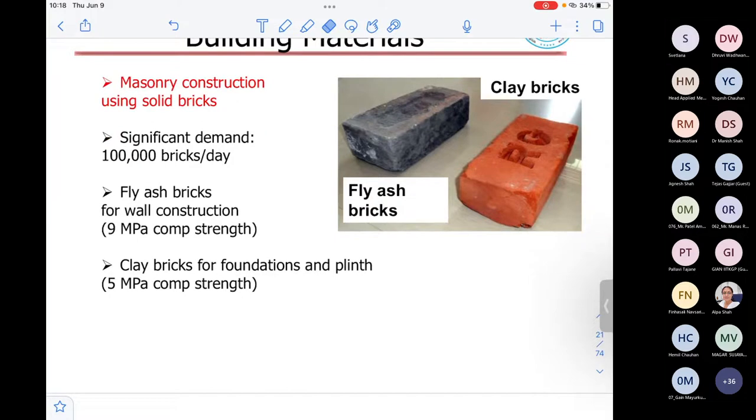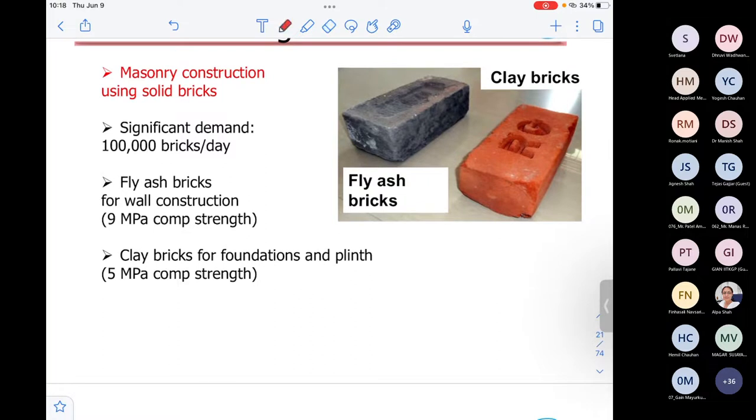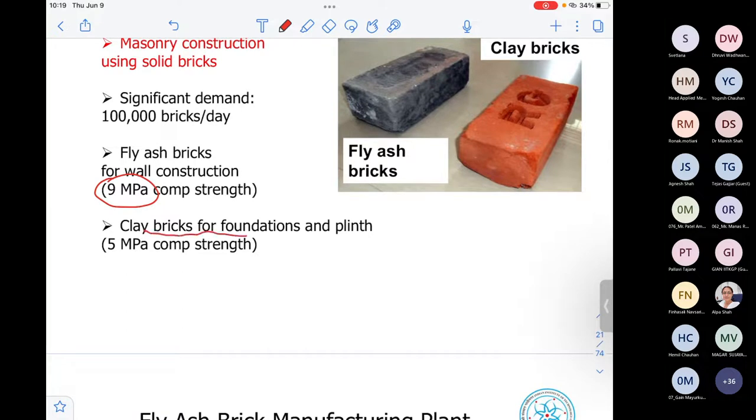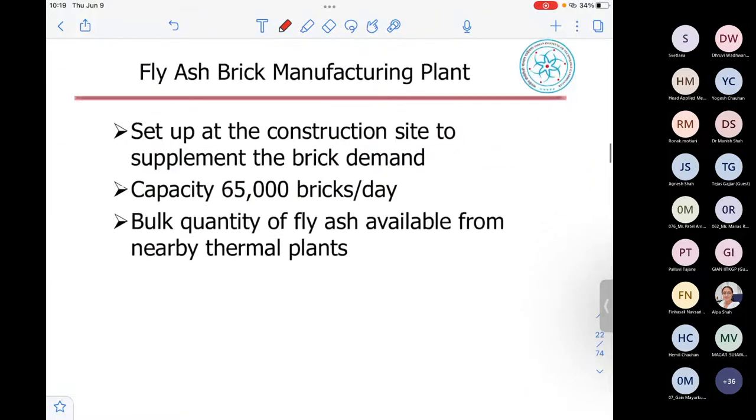I explained the challenge that it was not possible to use bricks because there was a need for more than 1 lakh of bricks per day. And also the quality of local bricks was not satisfactory. Therefore, fly ash was used. Compressive strength of fly ash, I think it was specified 7.5 megapascal or 75 kilograms per centimeter square, but in the end, 9.0 MPa was achieved. And clay bricks were used for foundations and plinth, but not for above ground.